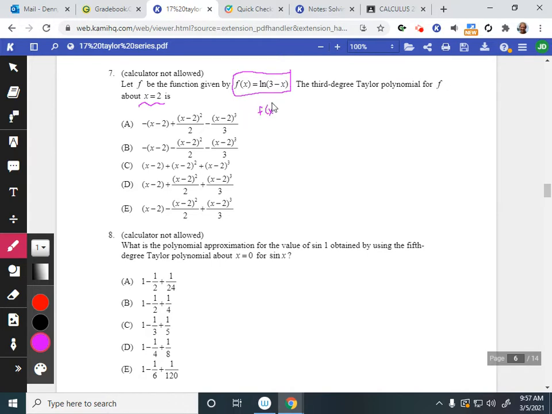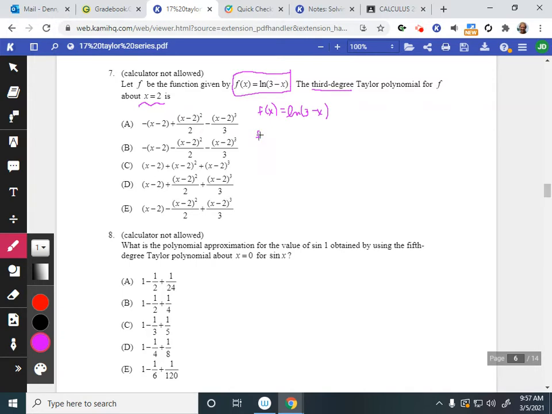So f of x is natural log of 3 minus x. I know I don't have to write that out, but I did. I'm going to find my derivatives, and then I'm going to go through and plug in 2 for each one. I have to get to a third degree, so I have to get down to a third derivative to plug this in.